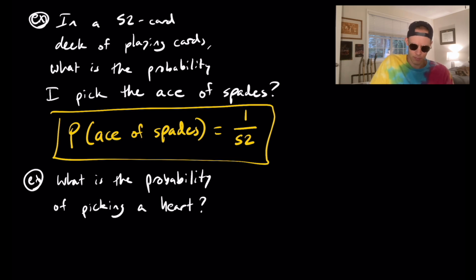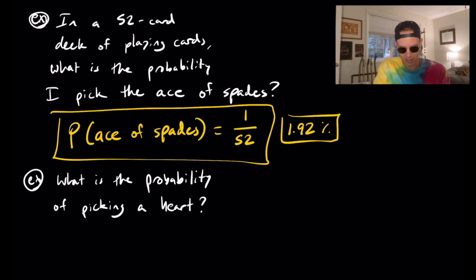And if we want that as a percentage, we could write that as 1.92%. So very unlikely that you reach in and grab that exact card that you're thinking, but there's still about a 2% chance of that happening. All right, now what is the probability of picking a heart?